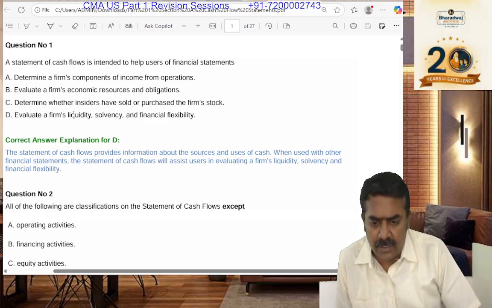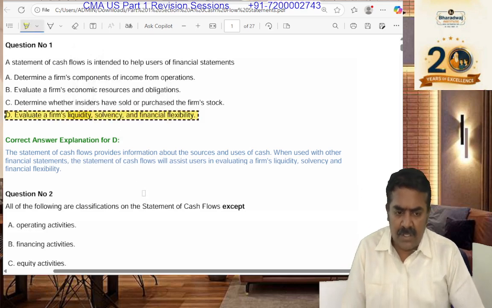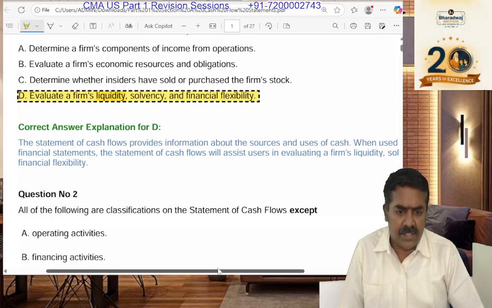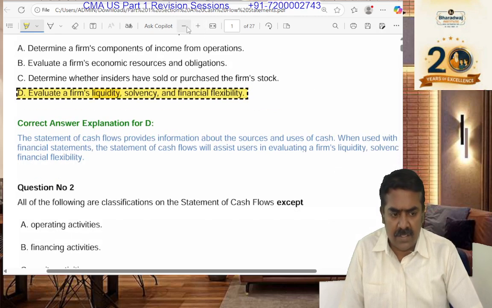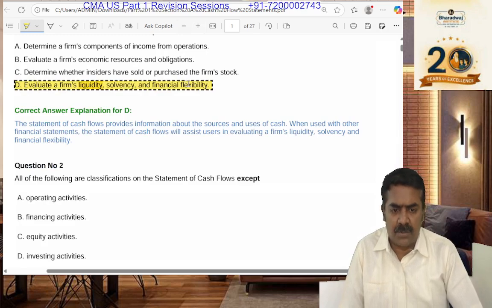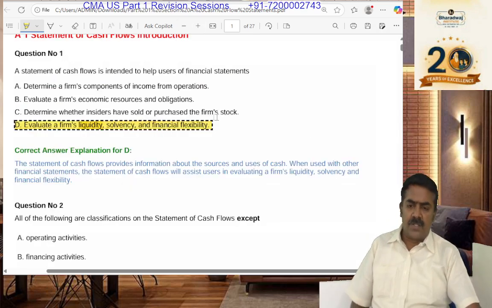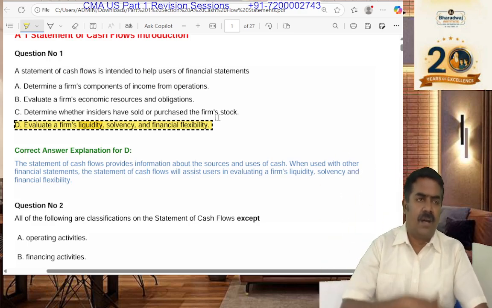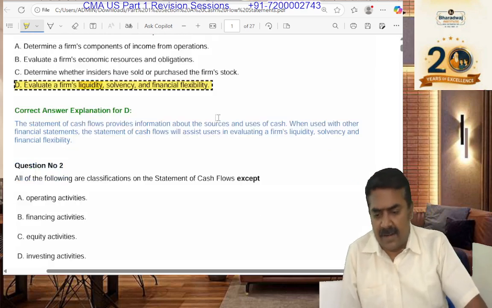We see the firm's liquidity, solvency, and financial flexibility. What is liquidity? Ability to generate cash. Solvency is the ability to pay off your dues, debts, and financing obligations. Financial flexibility is the ability to shift between debt to equity or equity to preferred capital.